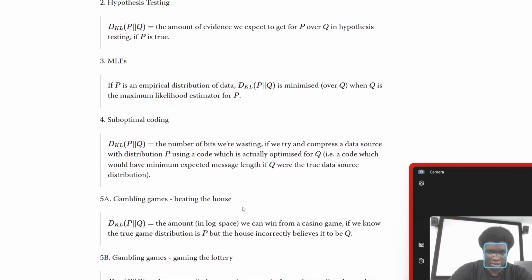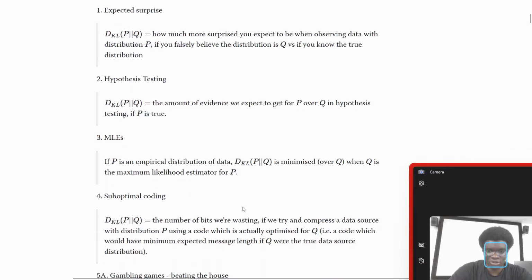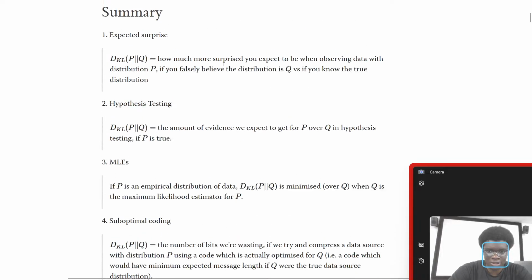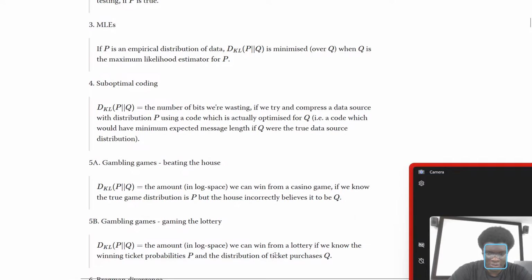DKL of P and Q is the amount in log space we can win from a casino game if we know the true game distribution is P, but the house incorrectly believes it's Q. I think this is again to do with surprisal. I think this is pretty directly equivalent to the expected surprise version, so I'm going to move on. Okay, 5b seems a little less obvious.